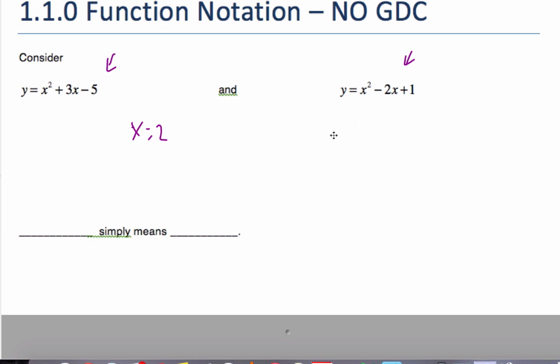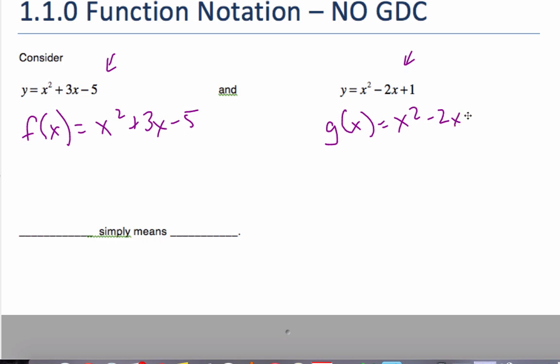It's hard to tell. So what mathematicians have done, and they're so clever, they've introduced a new kind of notation. As opposed to calling it y and having it confusing, they call it maybe the function f of x. This is all one notation, is x squared plus 3x minus 5. And they might name this one g of x squared minus 2x plus 1. And all this basically means is the g of x is the y value for some value of x. And f is also the y value.